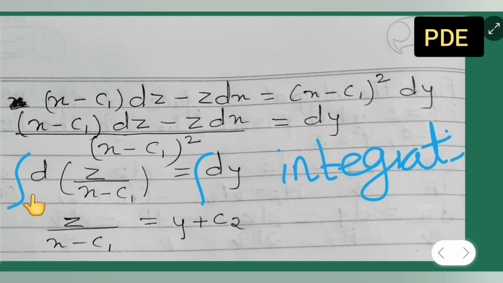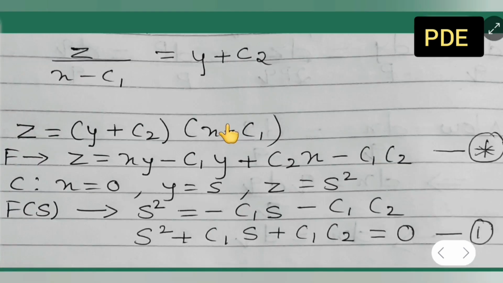Integrate, okay? So you all have to integrate both the sides. You will get z upon x minus c1 is equal to y plus c2. C2 is a constant term, okay? So on integrating, you will get this step. So next what you all have to do: z upon x minus c1 is equal to y plus c2, you got after integrating that equation.